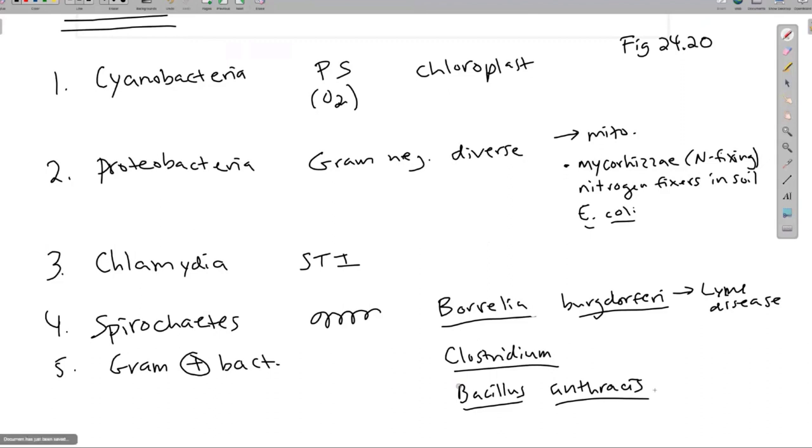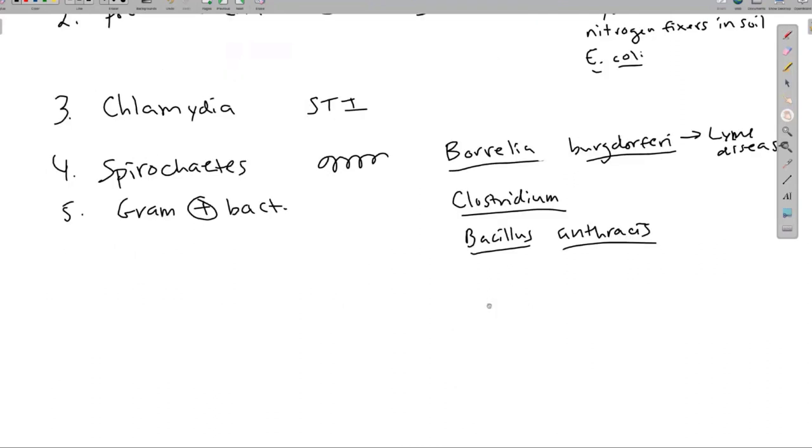Let's look at the ones that you want to know in more detail. You don't have to know everything from your lab practical, but you would want to know the following. Okay, let's make a table. I'm going to focus on the ones that are disease causing. This is probably the most important to you in general life, as far as the ones you need to know specifically, like species or genera.